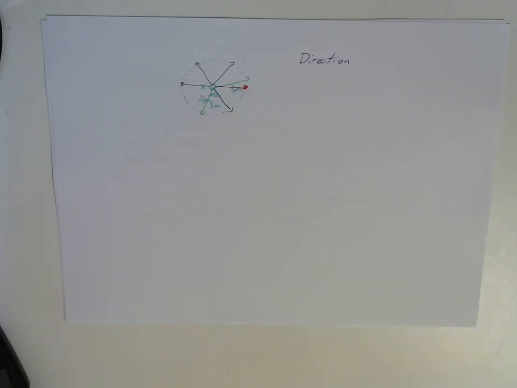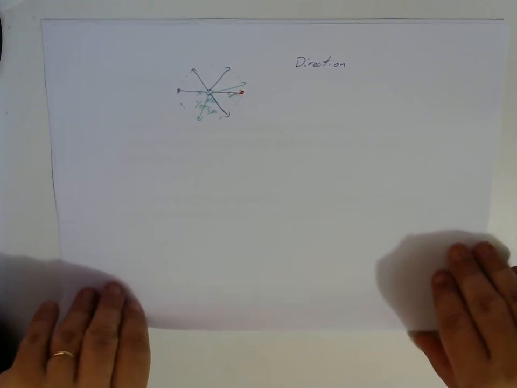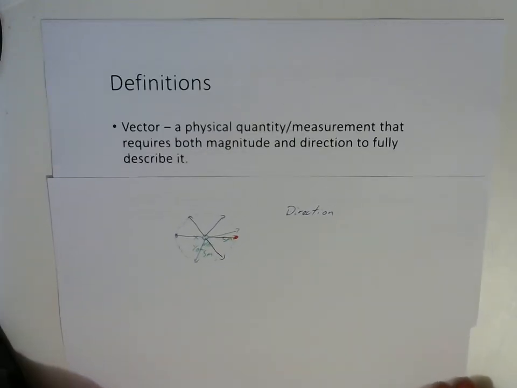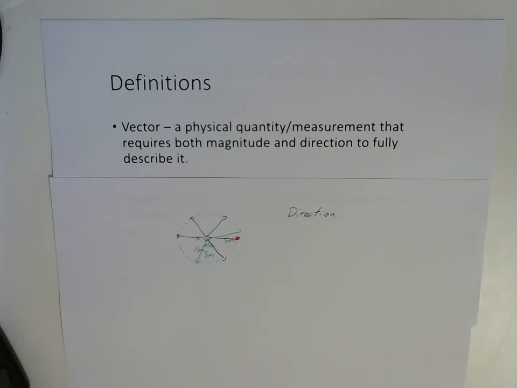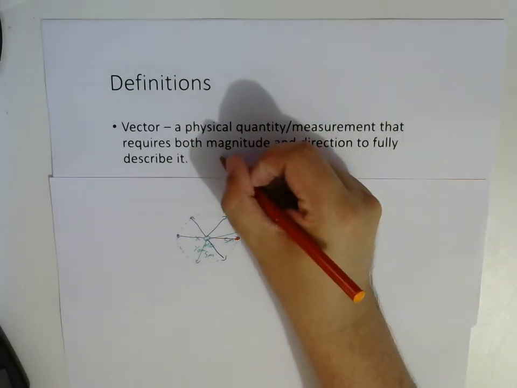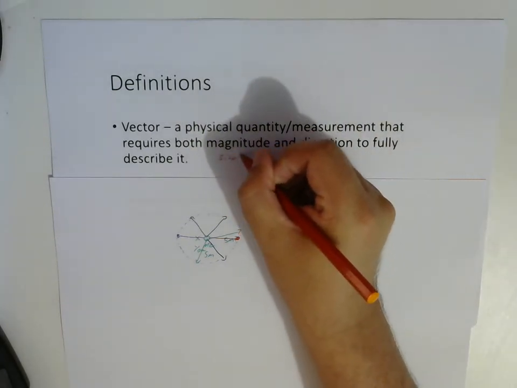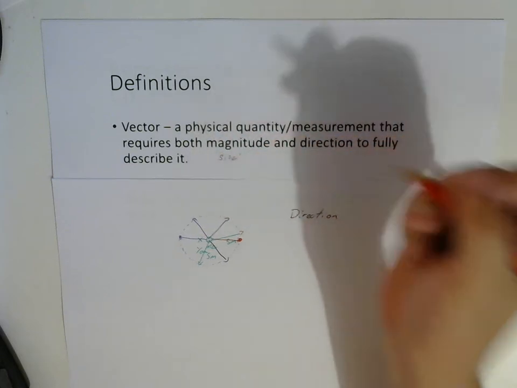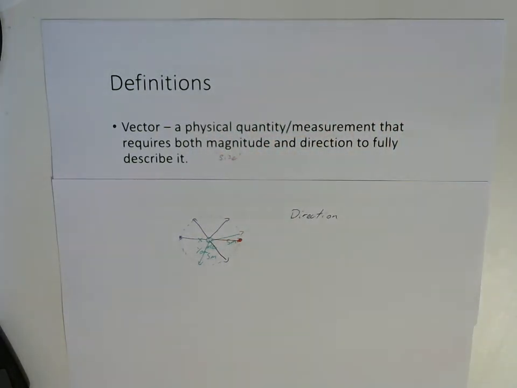So, this leads into our definition of what a vector actually is. A vector is a physical quantity that requires both magnitude and direction to fully describe it. Now, this is a definition that you should write down. You can also check the glossary of your textbook as well as the syllabus. The word magnitude here is just another fancy word to mean size, how large something is.